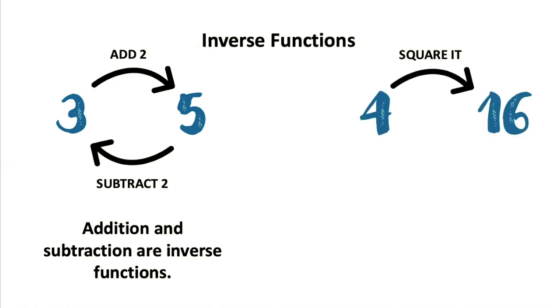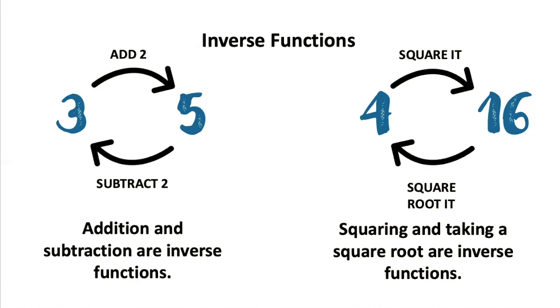Another example, if I take 4 and square it, I get 16. How would I undo that? How would I start with 16 and turn it back into a 4? I would do that by taking the square root. Squaring and taking a square root.